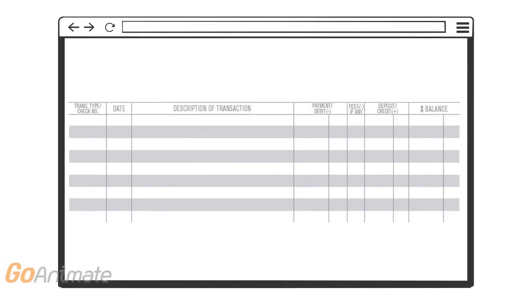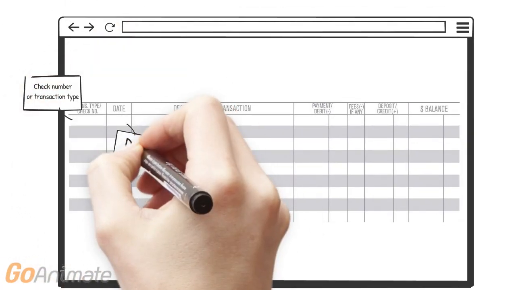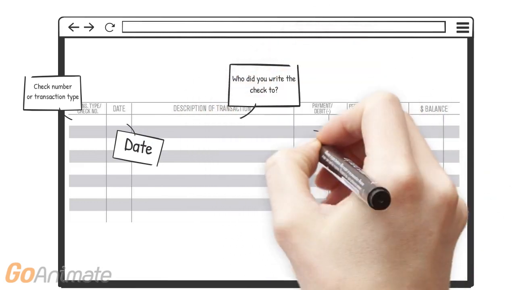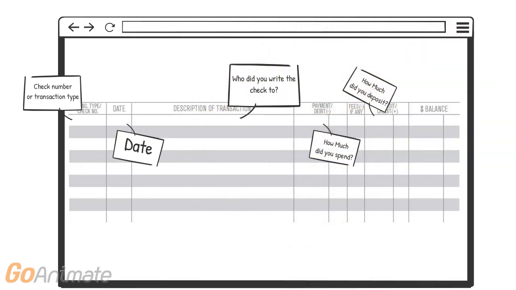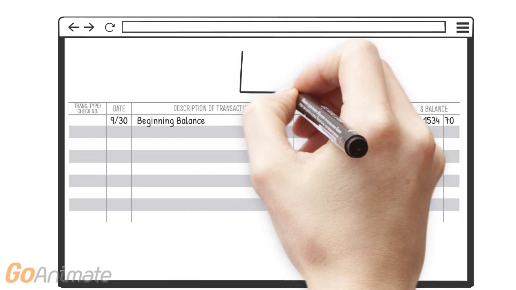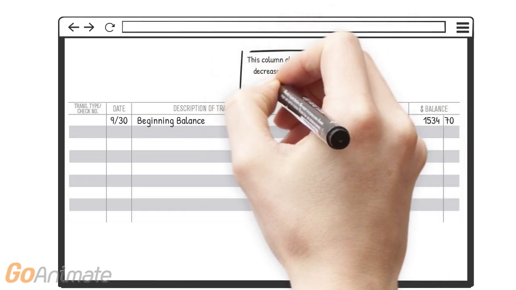A checking register is divided into several columns to help keep you organized. There's the check number or transaction type column, the date column, the description column, the payment or debit column, the fee column, the deposit or credit column, and lastly the balance column. Don't worry, we're going to go through each one of these in more detail. I have already given us a balance on the first line.